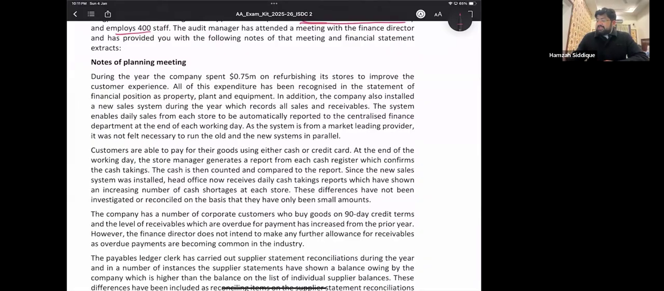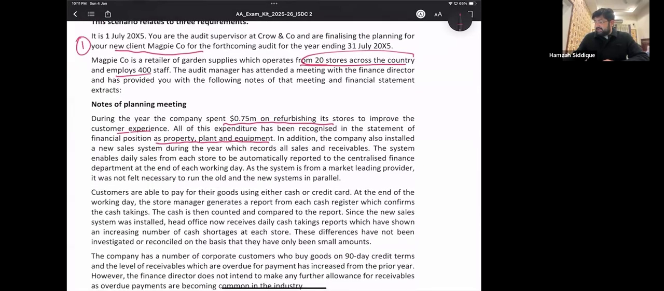During the year, the company spent on refurbishing its stores, and all expenditure has been recognized as property, plant and equipment. Second point: in addition, the company also installed the new sales system, which records all sales and receivables.